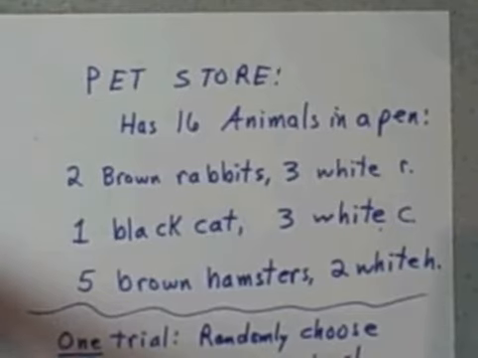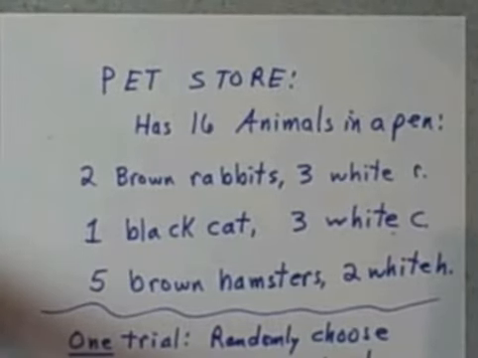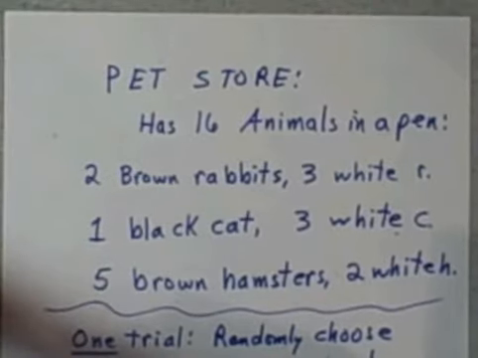Okay, let's say you go to a pet store and you want to buy a pet. You just can't decide on what kind of pet you want, so you ask the store owner to place the rabbits and cats and hamsters all together in one big pen, and there are 16 animals, and you're going to just close your eyes and randomly reach in and pull out an animal. I hope that doesn't bite you in the process, but that's what we're going to do.